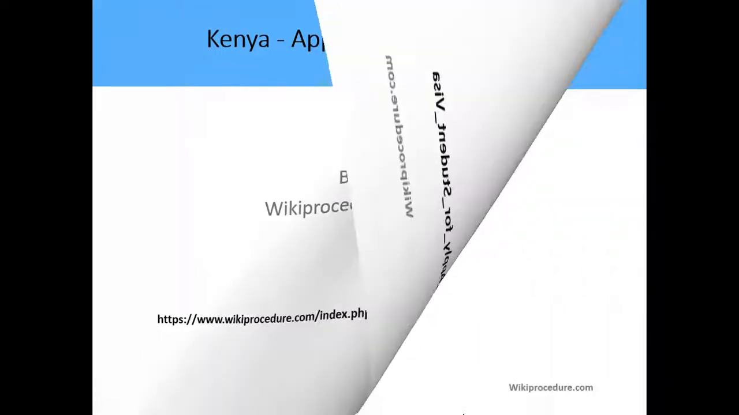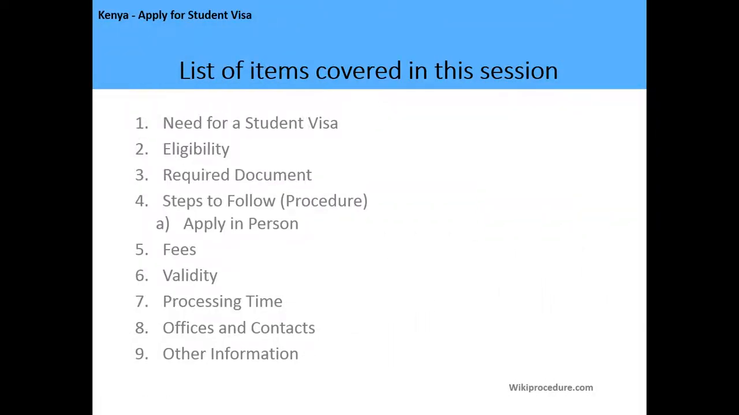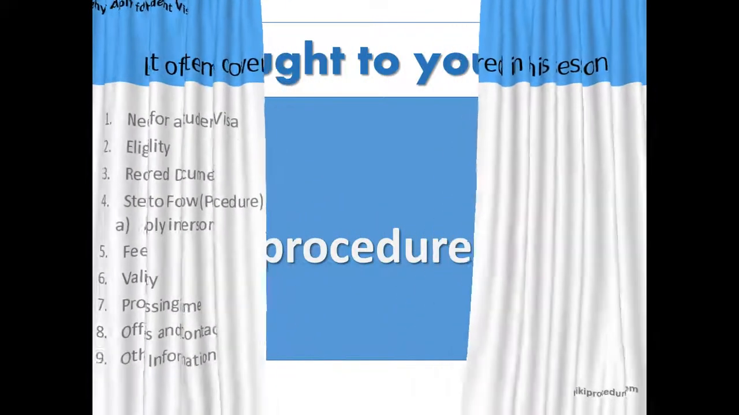And the list of items which we are going to cover in this session include the need for the student visa, the eligibility criteria, the required documents, steps to follow in making the applications, the fees, validity period, processing time, office location and contact information, and any other information that we may find relevant on how to apply for the student visa in Kenya. So welcome to our presentation today, which is brought to you by wikiprocedure.com.